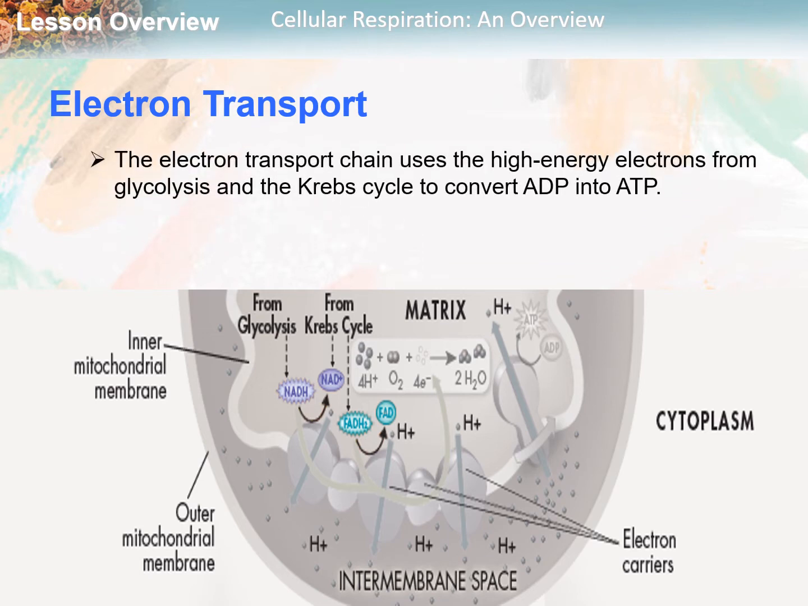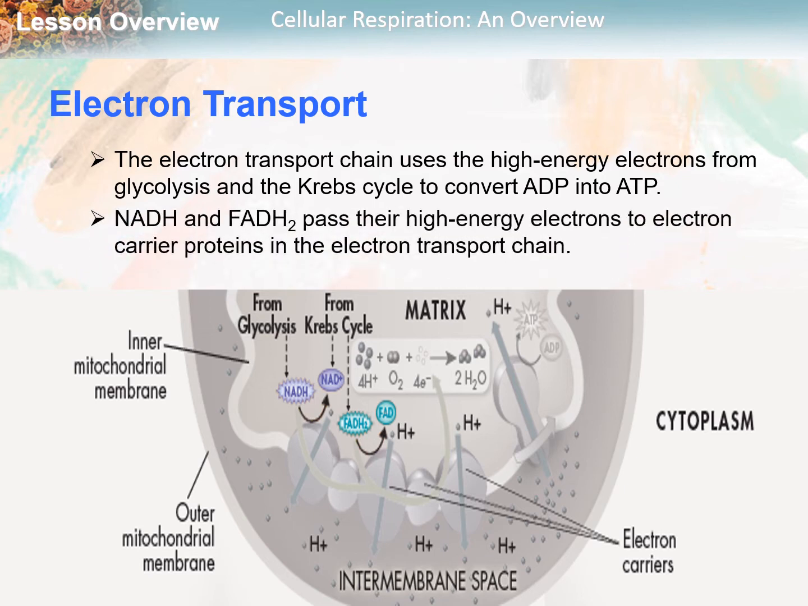The electron transport chain uses the high energy electrons, of course, from glycolysis and the Krebs cycle to convert ADP into ATP. As what we know, ATP are energy carriers of the cell. Another are the NADH and FADH2, which pass their high energy electrons to electron carrier proteins in the electron transport chain. These are all coming from the Krebs cycle.